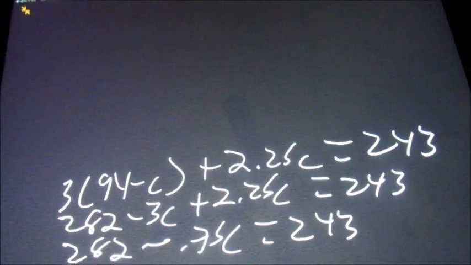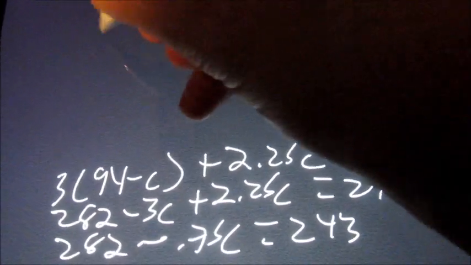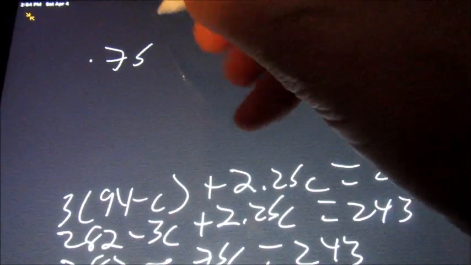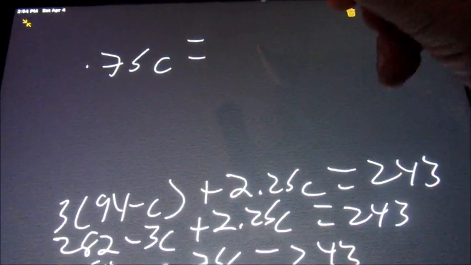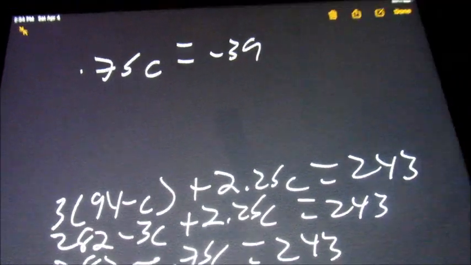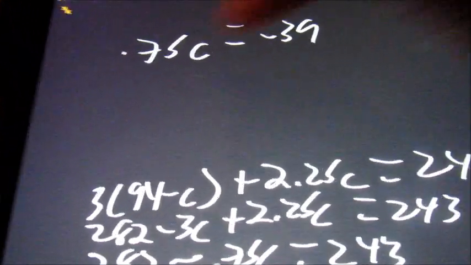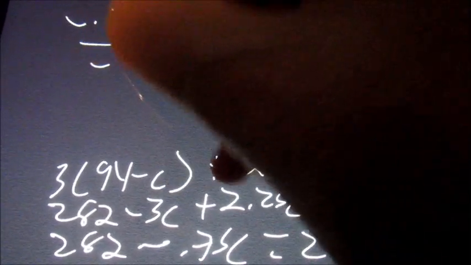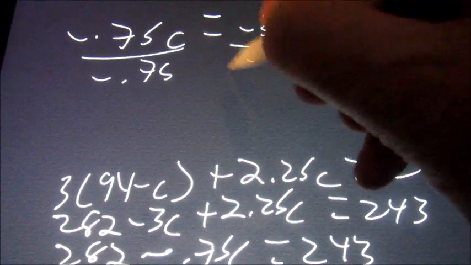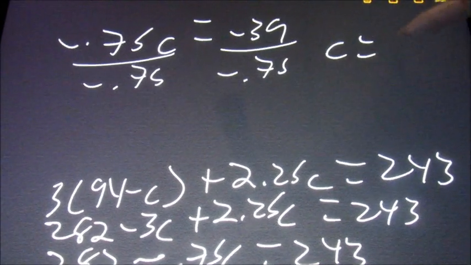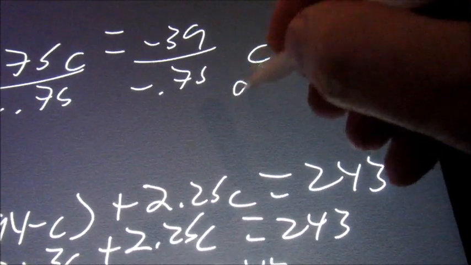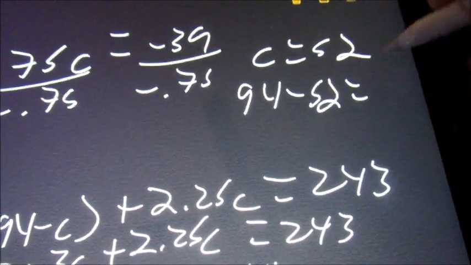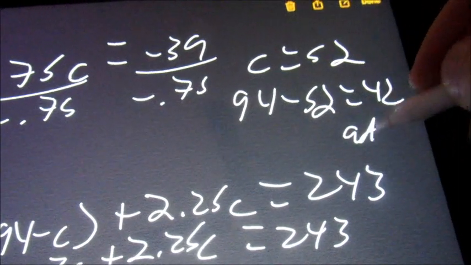And when I do that, I'm going to get negative 0.75C equals negative 39, and divide both sides by the negative 0.75, and C is going to equal 52 tickets. So to find the adults, I need to say 94 minus 52 equals 42 adults.